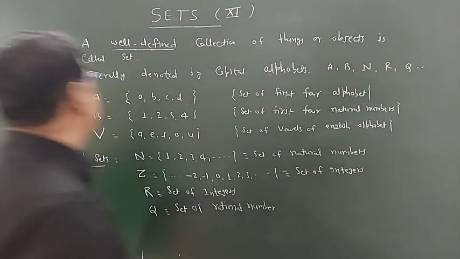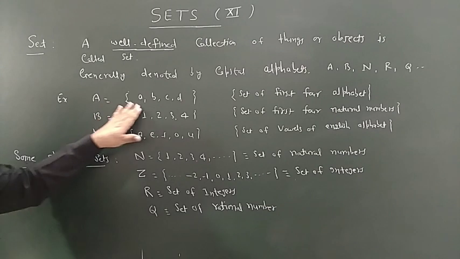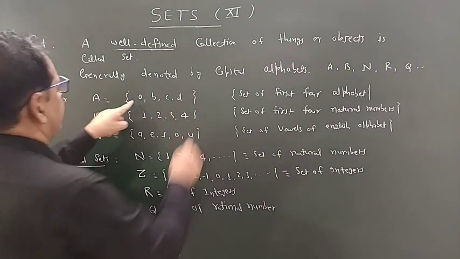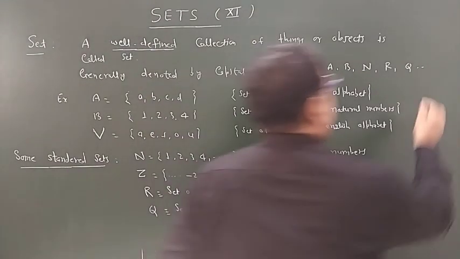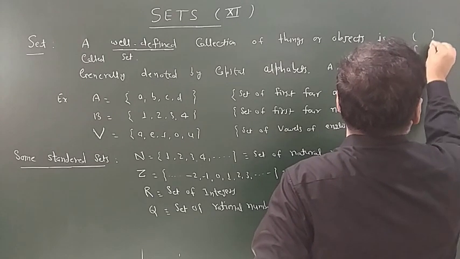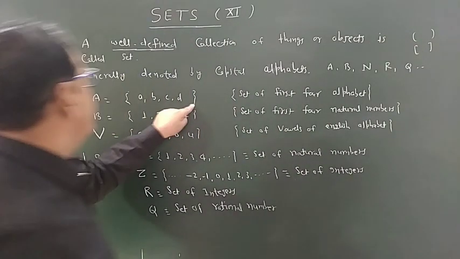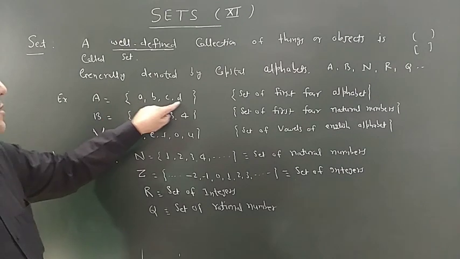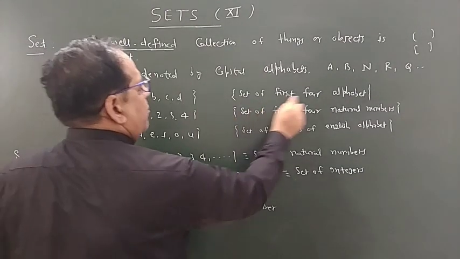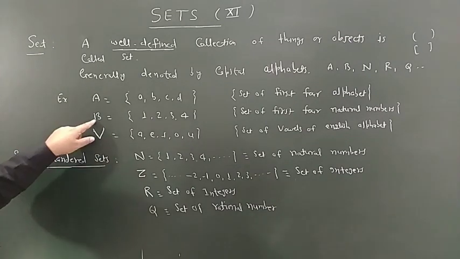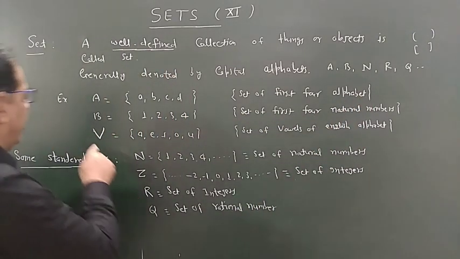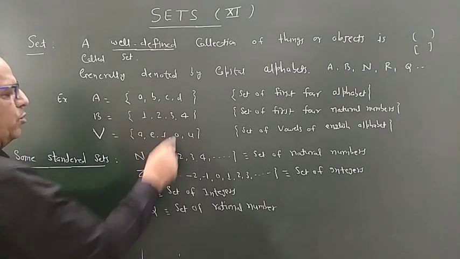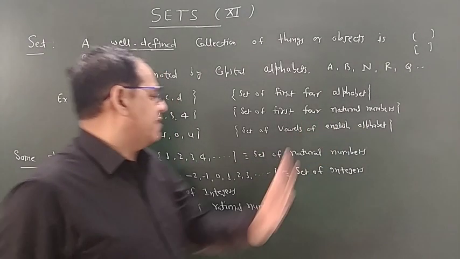Q, etc. For example, A equal to {A, B, C, D}. This is the braces, curly braces. This bracket is important because we use many types of brackets, but here we use this type of braces, curly braces, {A, B, C, D}. This shows the set of the first four alphabets. Second set, B, denoted by capital alphabet B, {1, 2, 3, 4}. This is the set of the first four natural numbers. Capital B, {A, E, I, O, U}, set of vowels of the English alphabet.